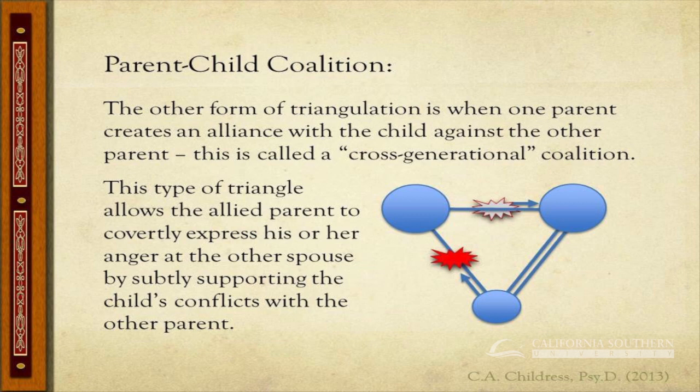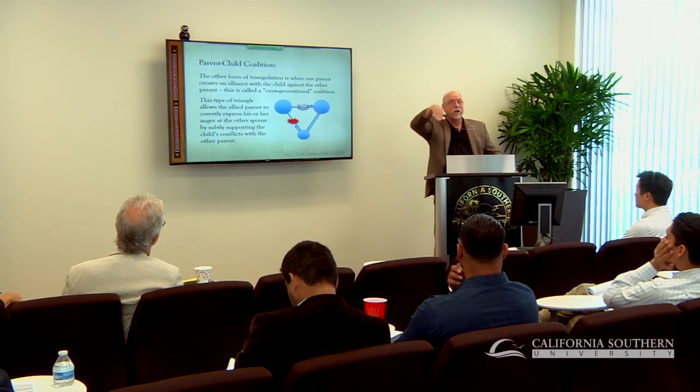The second type of coalition is referred to as a cross-generational coalition. This involves a parent-child coalition against the other parent, in which one parent channels their anger at the other parent through the child, and so can covertly express their anger towards the other parent. Jay Haley refers to it as a perverse triangle because it's crossing generational boundaries.